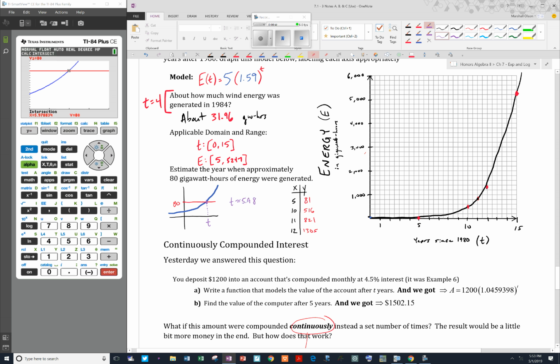5.98. So, this is good to have as an answer, but if we were answering this in a little sentence, I would say, you know, at the end of 1985, almost 1986, because it asks for what year. So it's almost 6 years after, which would put it at just before 1986, or the end of '85.